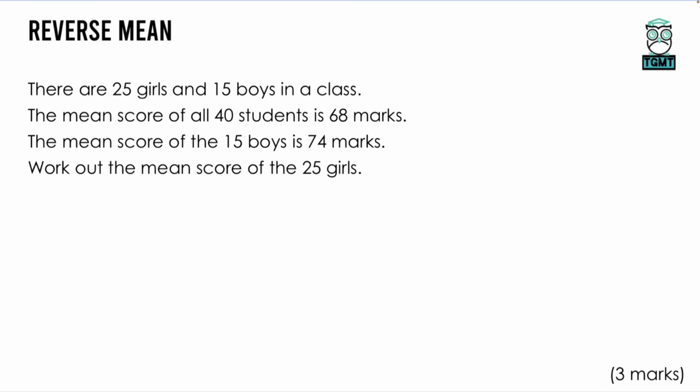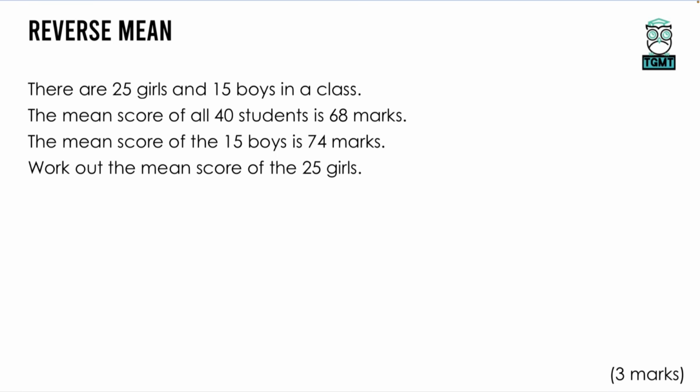Now, again, with a question like this, think about if we had the information, what do we actually need to work out the mean score of the 25 girls? We need their total score, and we would then divide it by 25. So we are missing their total. What we can do is use the mean given to us for the whole class and for the boys to work out their totals, and the girls' total will be what's left over.